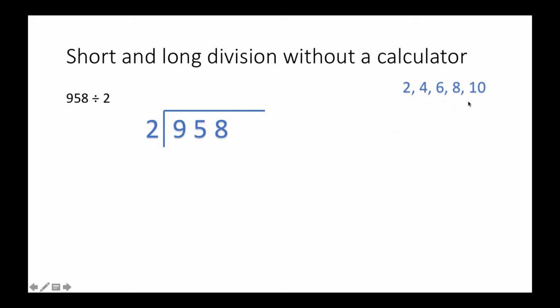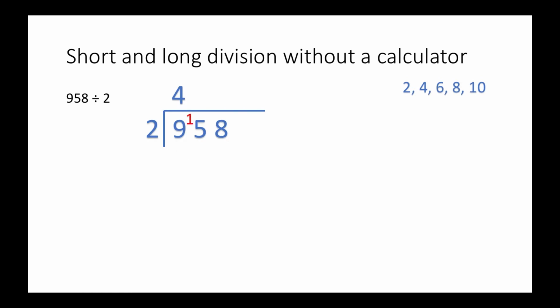2, 4, 6, 8, 10. I can only go up to 8. So that's 1, 2, 3, 4. So I can fit 4 2s into 9. But from 8, the difference between 8 and 9 is 1. So I've got 1 remainder.